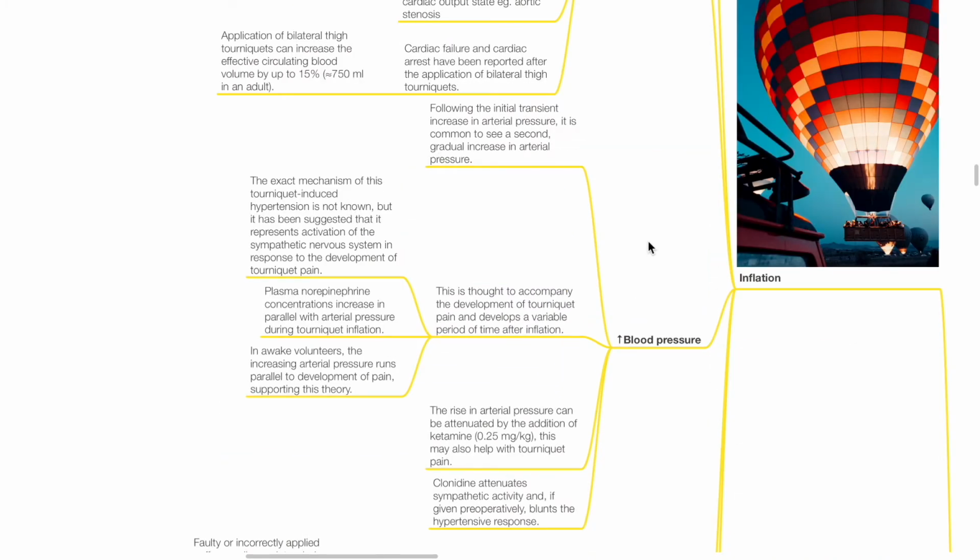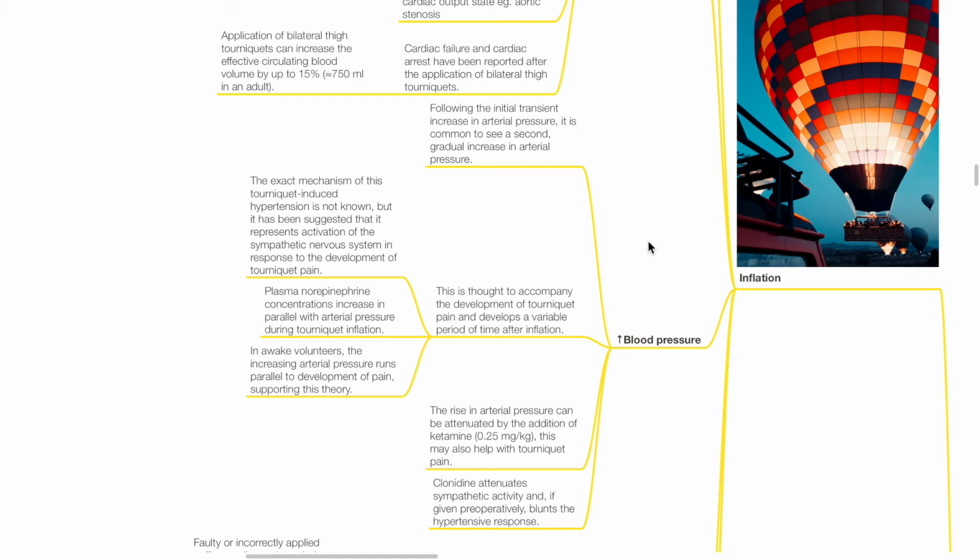Increased blood pressure. Following the initial transient increase in arterial pressure, it is common to see a second gradual increase in arterial blood pressure. This is thought to accompany the development of tourniquet pain and develops after a variable period of time after inflation. The exact mechanism of this tourniquet-induced hypertension is not known. It has been suggested that it represents activation of the sympathetic nervous system in response to tourniquet pain. Plasma noradrenaline concentrations increase in parallel with arterial pressure during tourniquet inflation. In awake volunteers, the increasing arterial pressure runs parallel to the development of tourniquet pain.